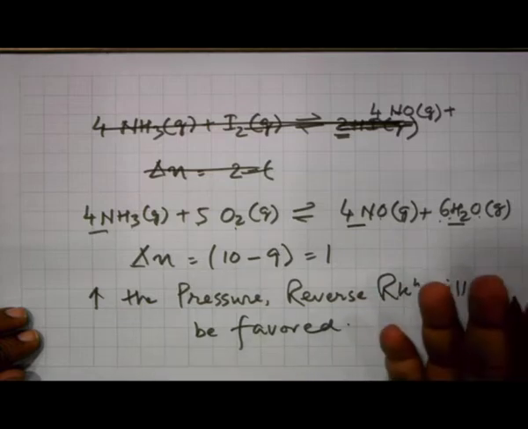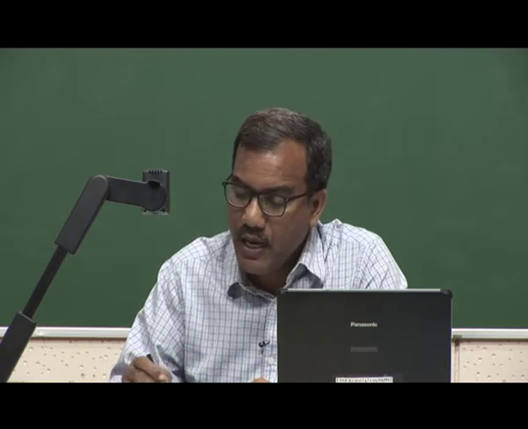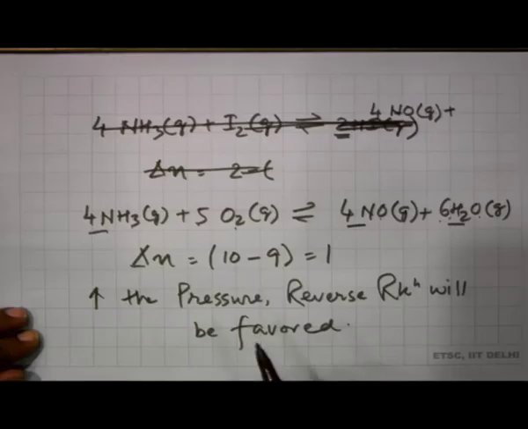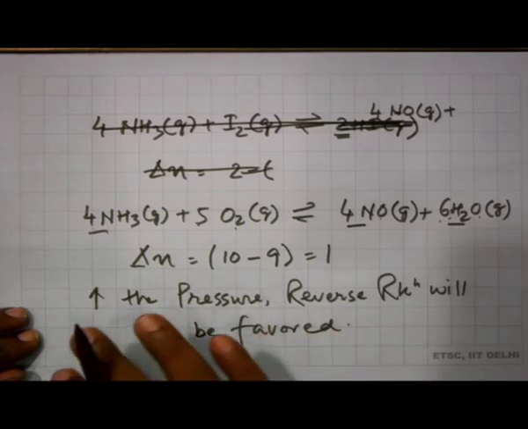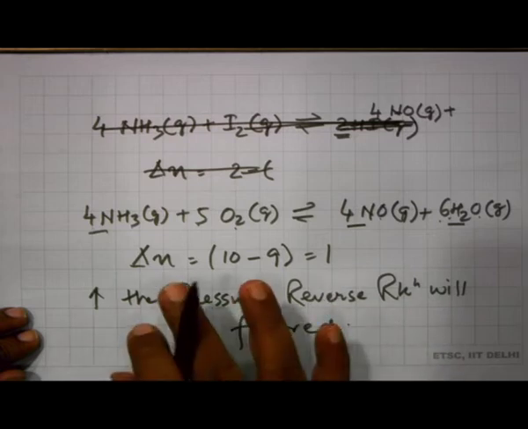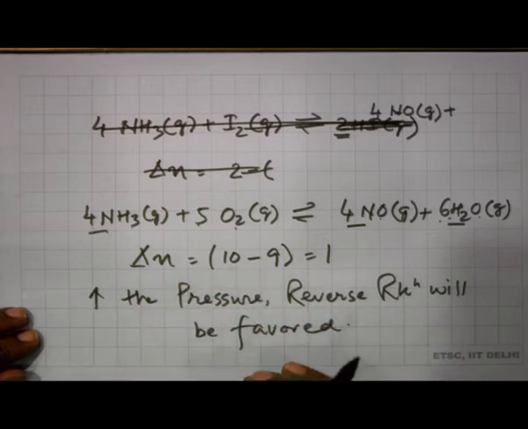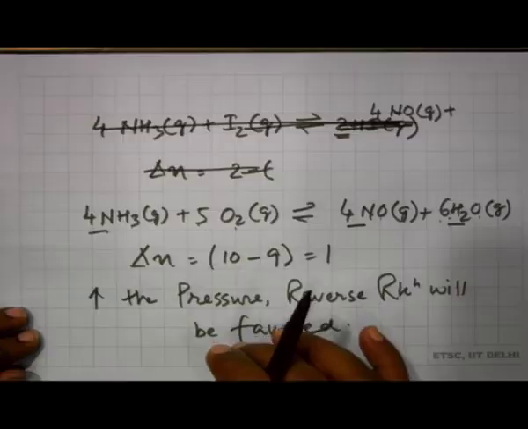If I increase the volume, pressure will decrease, and your forward reaction will be favored. So, if I increase the pressure, reverse reaction will be favored. If I increase the volume, forward reaction will be favored.